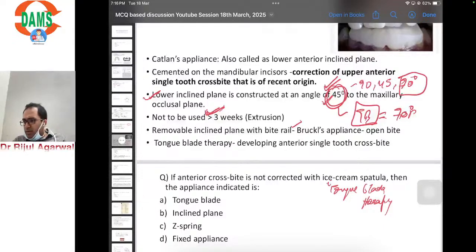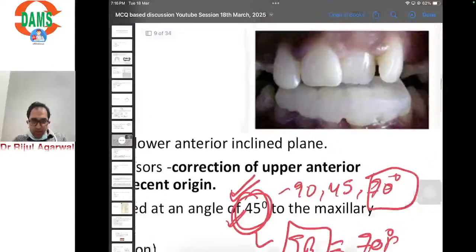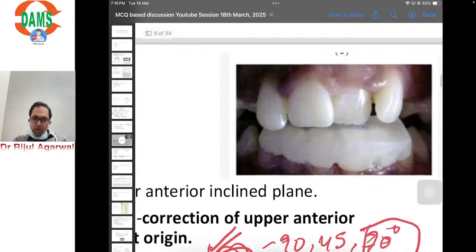Image is blur. This is the image of Catalan's appliance. I've already shown you in class. This is the image.